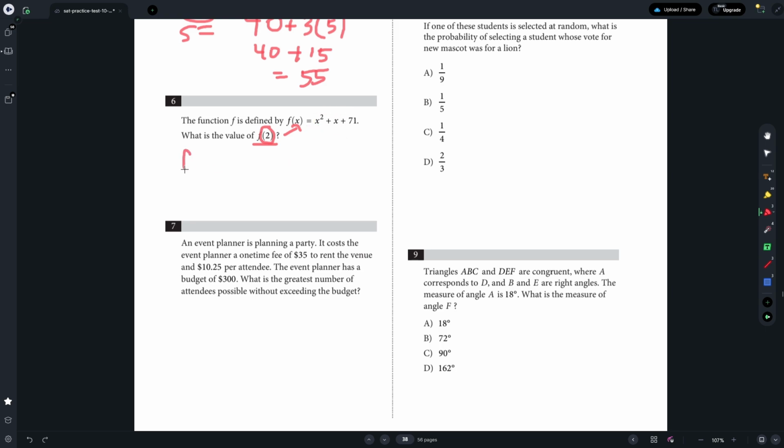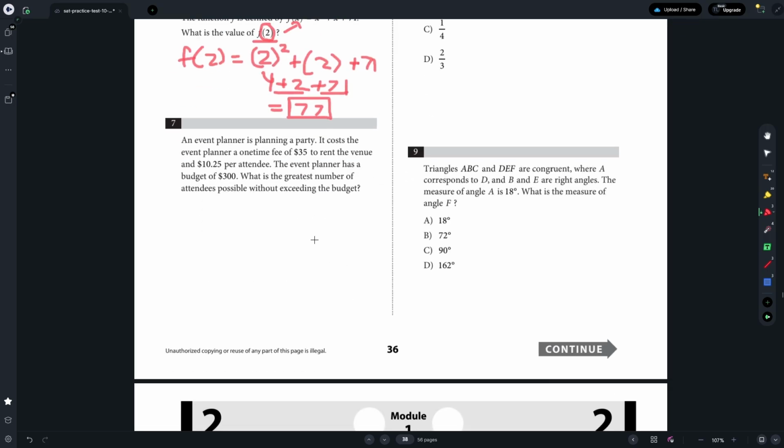So we would get f of 2 equals 2 squared plus 2 plus 71. What is that? 4 plus 2 plus 71, which is equal to 6 plus 71, 77.